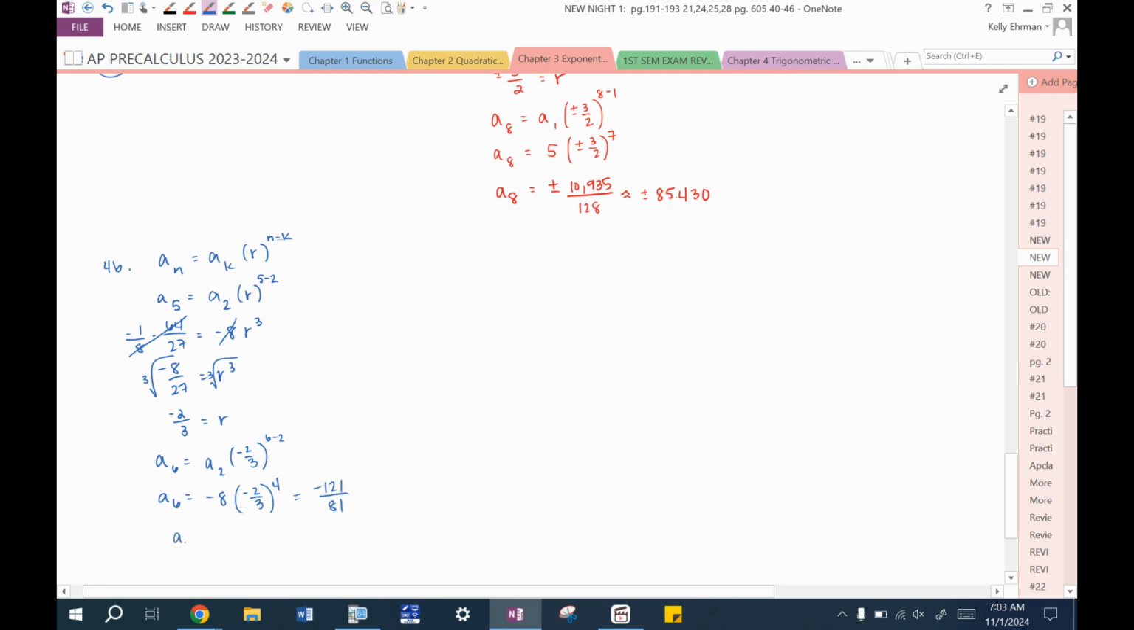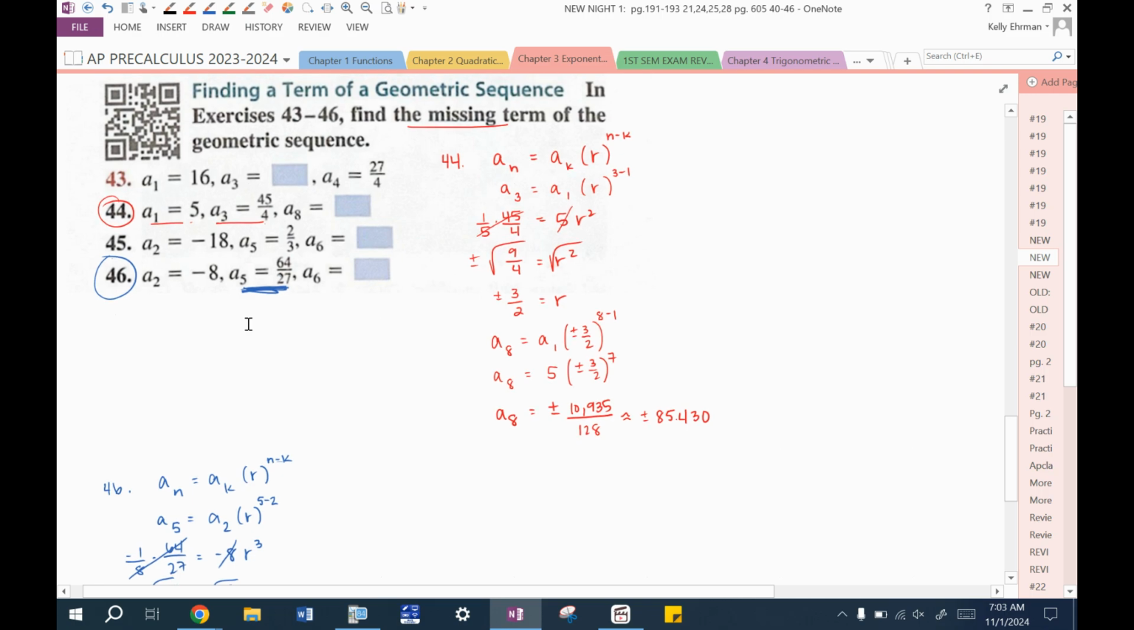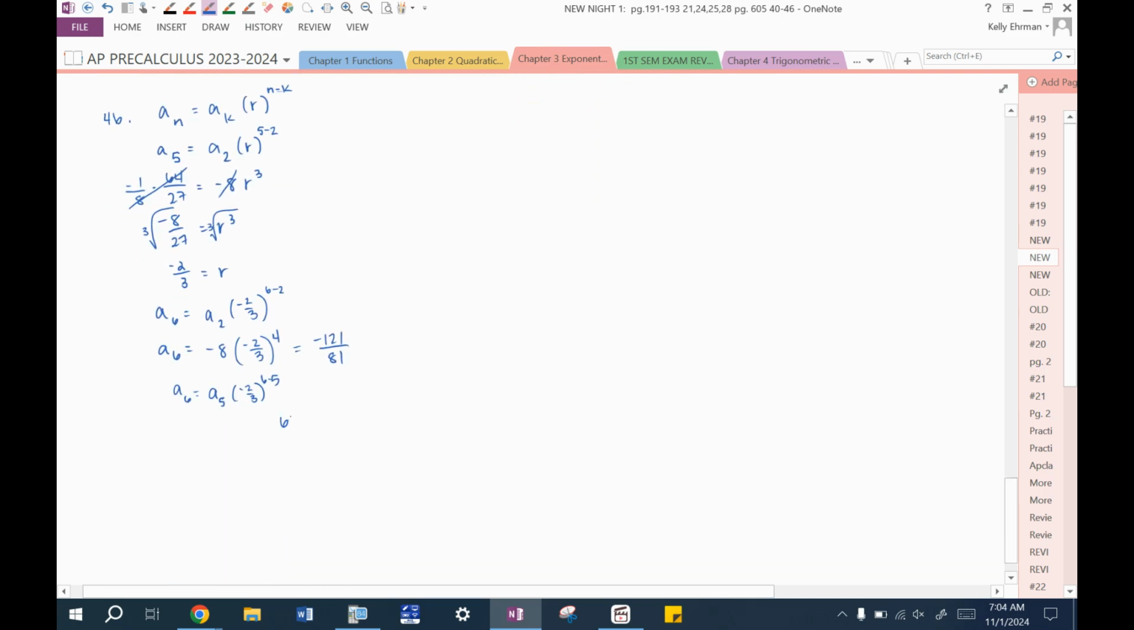Let's check if it was just a6 also just equals a5 times negative 2/3 to the first power, right? So you could also say, just confirm this, 64 over 27 times negative 2/3. Yeah, 64 times 2 is negative 128. 27 times 3 is 81. So that is the correct answer.